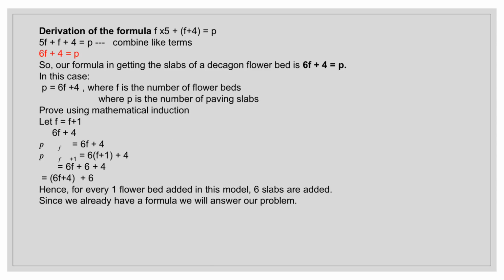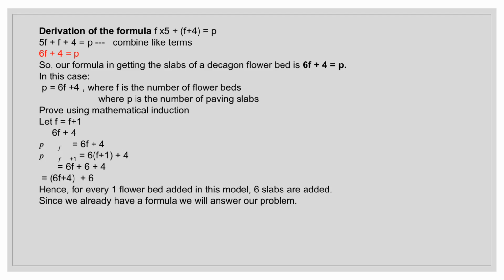So, eto na yung formula natin. F times 5 plus quantity F plus 4 is equal to P. So, yung 4 natin, yun yung 5 na nanggaling dun sa first row na in-add natin, which is 5 minus 1 is equal to 4. So, combine like terms, 5F plus 4 is equal to P. So, our formula for this is P is equal to 6F plus 4, where F is the number of flower beds and P is the number of paving slabs. Let's prove using mathematical induction.